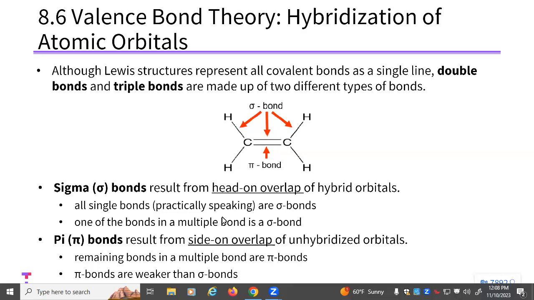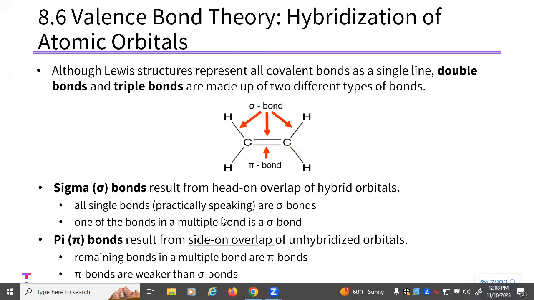So let's say I have two orbitals like this. Their ability to interact with each other head-on and overlap without running into issues of repulsion between the two nuclei would result in a sigma bond.